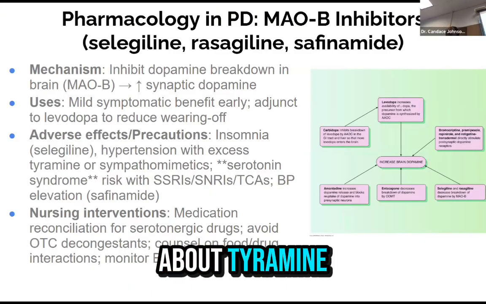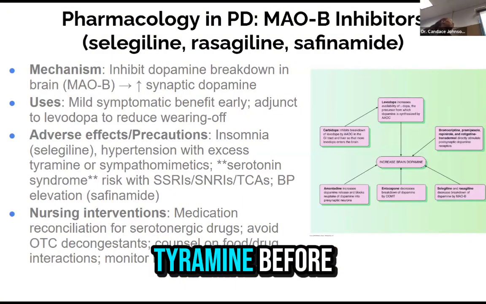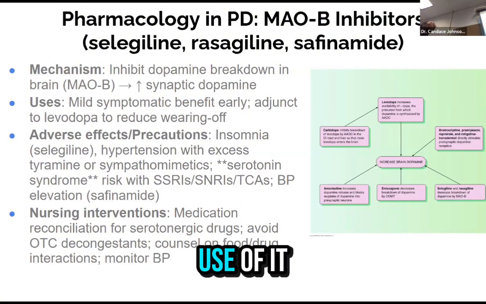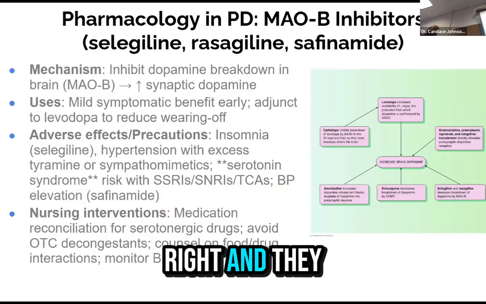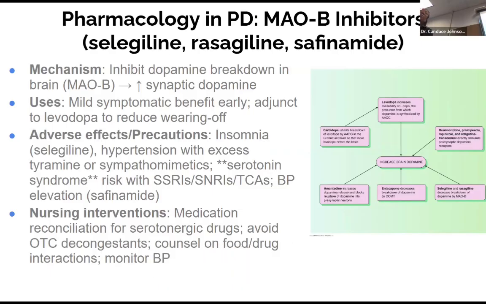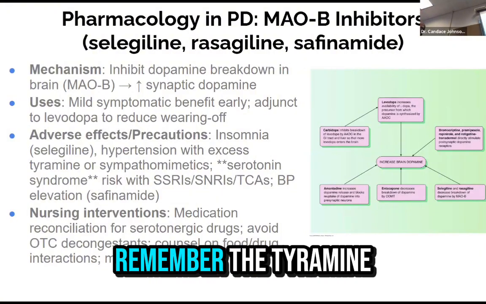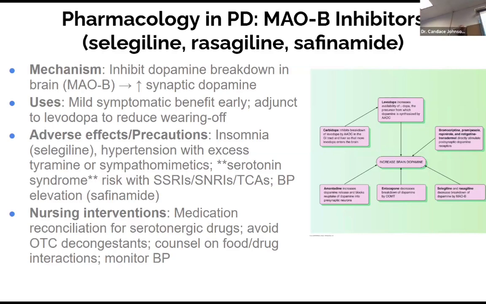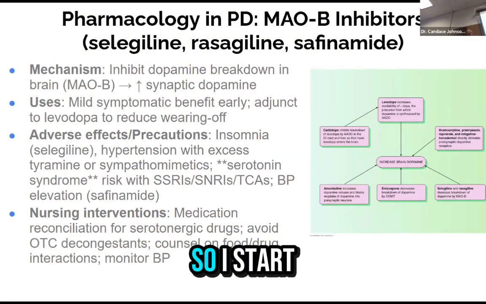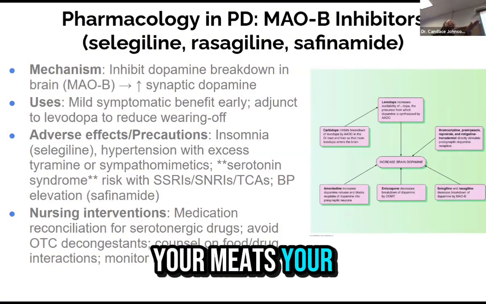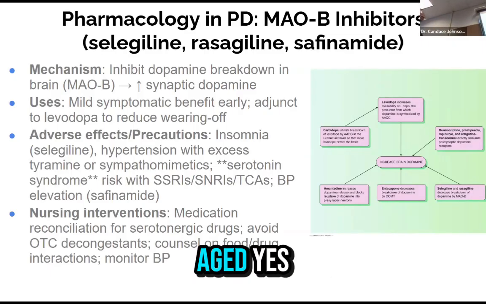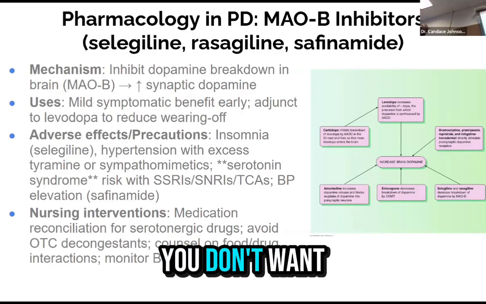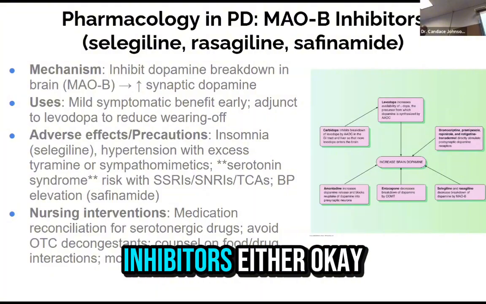We've already talked about tyramine, have we not? We've talked about tyramine before, and we were talking about the use of it with certain types of drugs, right? And they were psych meds for the most part. Now, tyramine, do y'all remember the tyramine-containing foods? Cheese is one. That's what I always think, right? So I start thinking of aged foods. So you get your meats, your delis, your alcohol, things that are aged. Yes. All right. Well, you don't want to do those foods with MAO-B inhibitors either.